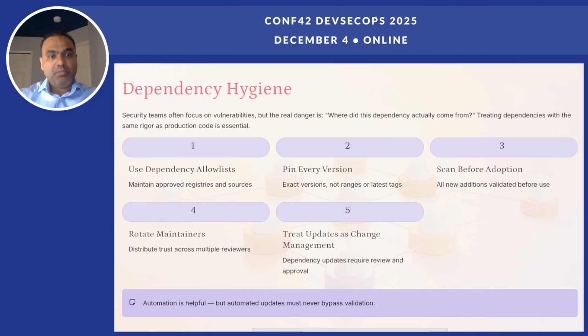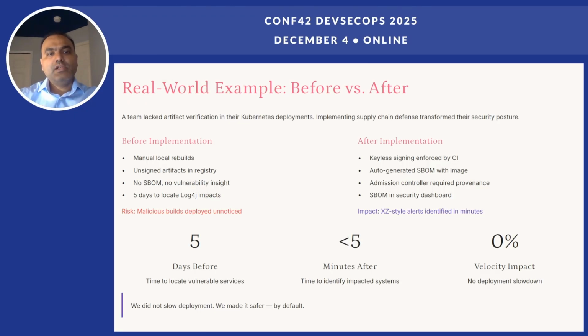It means pinning versions, reviewing all new libraries, avoiding floating dependency versions, and preventing automated updates from bypassing security review. This keeps unverified code from sneaking in silently. It's one of the most common ways attackers get into the supply chain. Good dependency hygiene creates stability and predictability. Let me share a practical example that shows how powerful these practices can be.